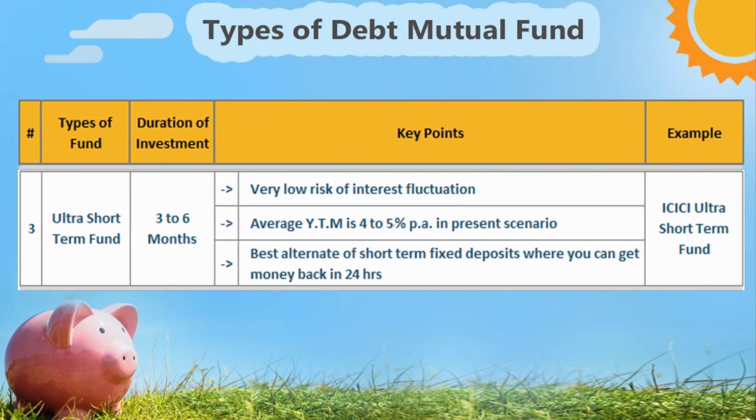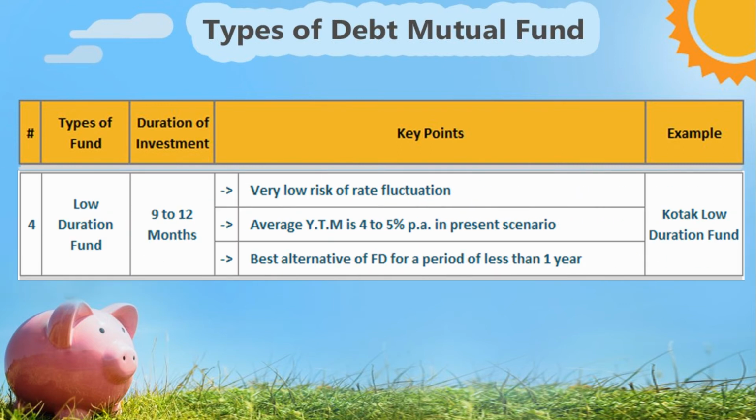Next are ultra short-term funds. These funds have a modified duration of 3 to 6 months, which again has a minimal risk of interest rate fluctuations. These funds generally provide a return of up to 4 to 5%. These are the best options against short-term fixed deposits and also provide a higher return as compared to fixed deposits. One of the examples of ultra short-term funds is ICICI Ultra Short-Term Fund.